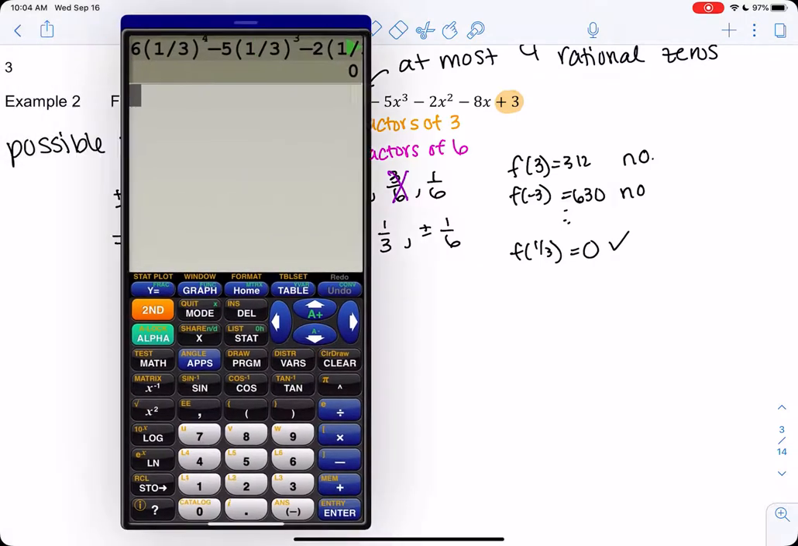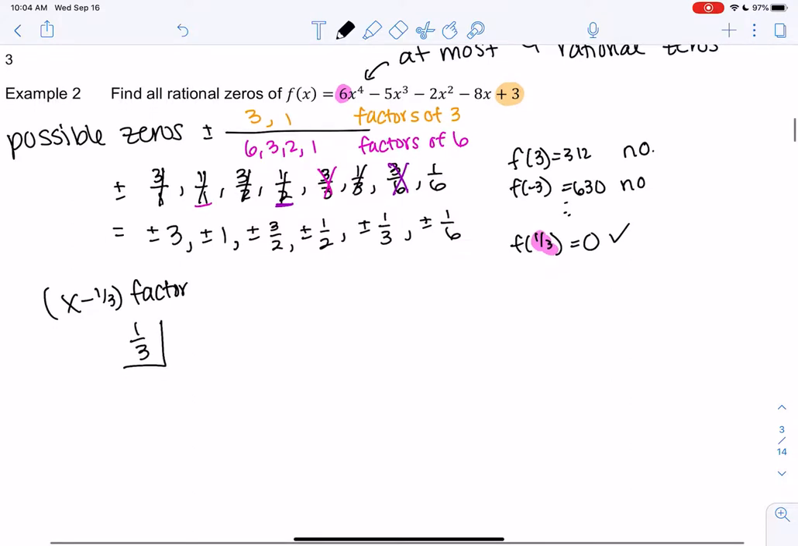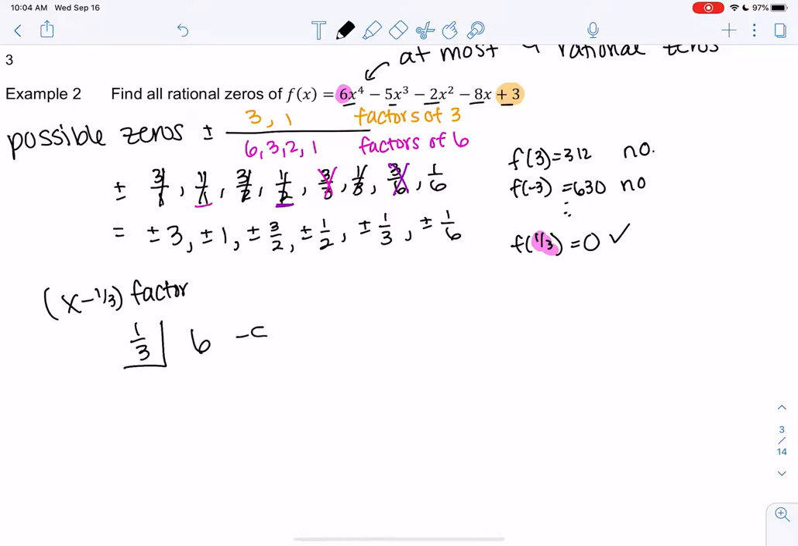So we'll do long division with 1/3. That means x minus 1/3 is a factor, and 1/3 is a 0. So we'll put 1/3 on the outside, and we'll put the coefficients on the inside: 6, negative 5, negative 2, negative 8, and 3.